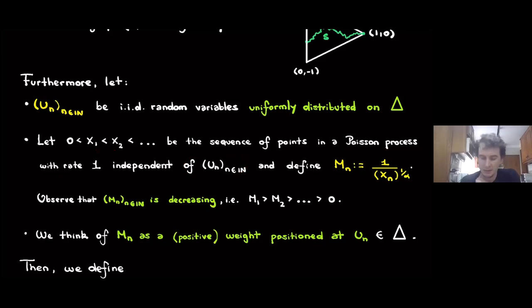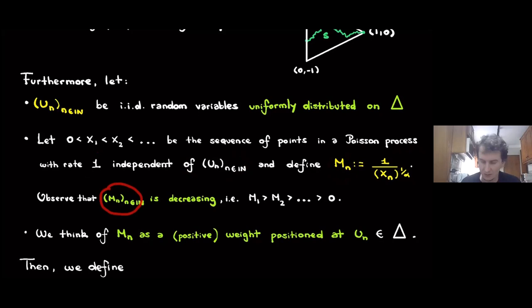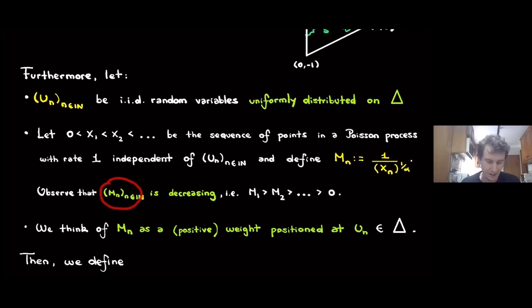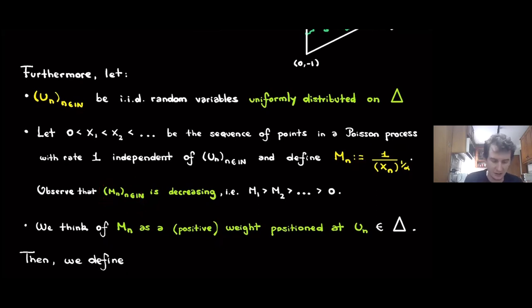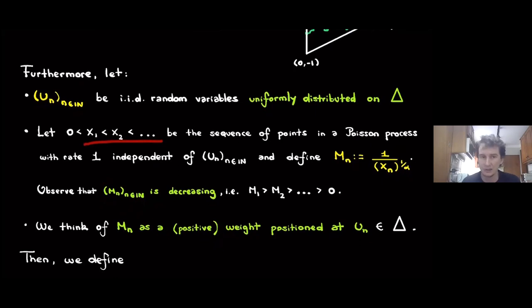And once I order them, I'm going to define Mn as 1 over the nth Poisson point to the power 1 over alpha. And this gives me a sequence Mn. You can check that this sequence Mn corresponds to the points of a non-homogeneous Poisson process with some intensity, but I don't want to give the intensity because it's not very important. The only thing I want you to remember is that these weights are decreasing because these points are increasing. So M1 is bigger than M2, bigger than M3, and so on, and they're all positive.